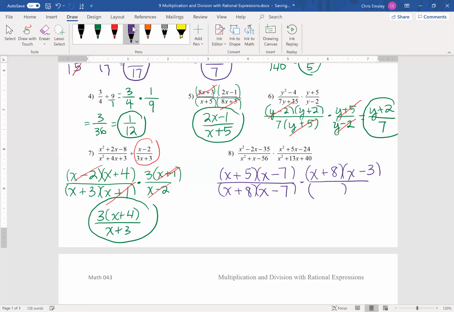And then finally, factor that second denominator, x squared plus 13x plus 40. 40 is 8 times 5. That works, that gives me 13. 8 plus 5. There we go.